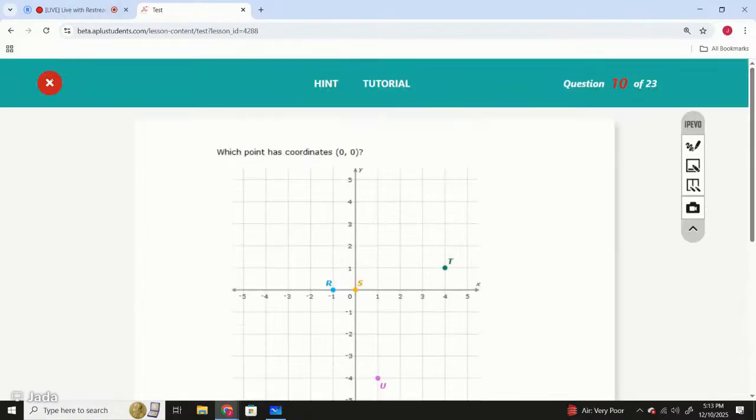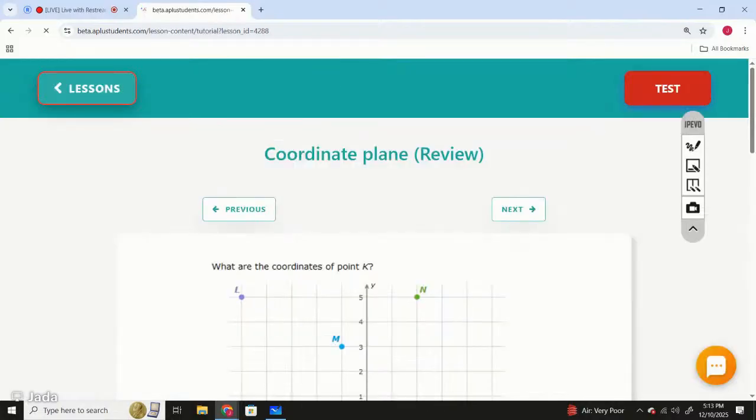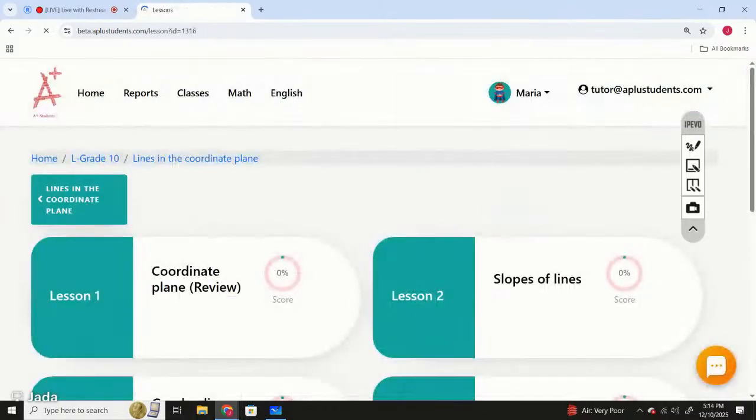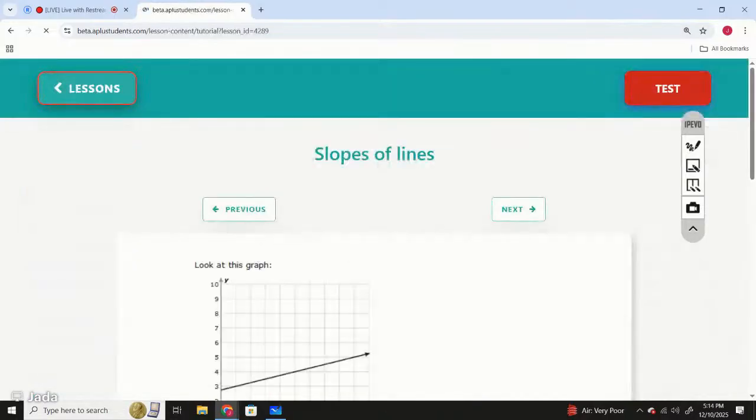Okay, you can complete the lesson by yourself later today. Let me just move on to the next lesson. The next lesson is slopes of the lines. So let's just start with the lesson.